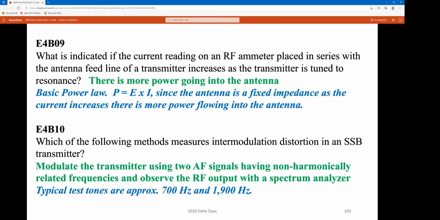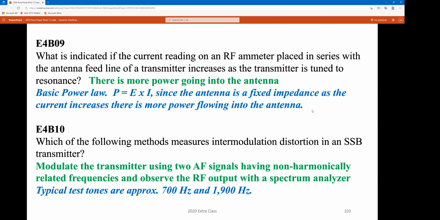What is indicated if the current reading on an RF ammeter placed in series with the antenna feed line of a transmitter increases as the transmitter is tuned to resonance? The answer is there's more power going into the antenna. If power is voltage times current, and voltage is current times impedance, and the impedance is fixed, the only thing changing on the right-hand side is voltage, and so if that's going up, the power has to go up.